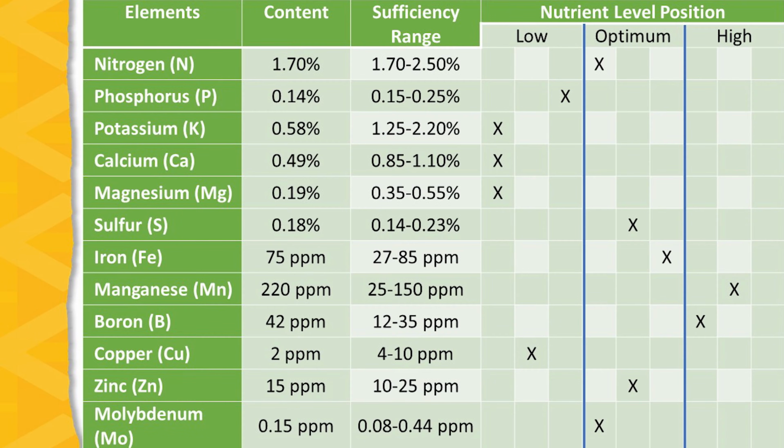For example, if we look at nitrogen, this particular sample had a content of 1.7% compared to a sufficiency range of 1.7 to 2.5%. Nitrogen in this sample would be considered to be optimum. In the case of potassium, the sample had a content of 0.58%, and the sufficiency range of 1.25 to 2.2% indicates that potassium is low in this particular foliar sample. The actual contents as compared to the sufficiency ranges can help reveal which nutrients may be in short supply and can also be used to adjust a fertility management program to address any perceived shortages of nutrients.